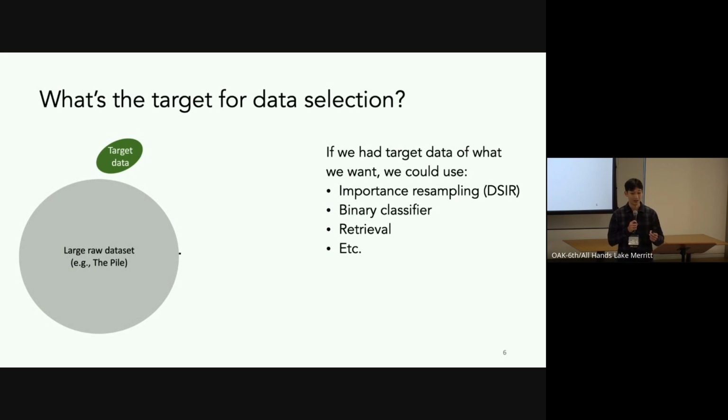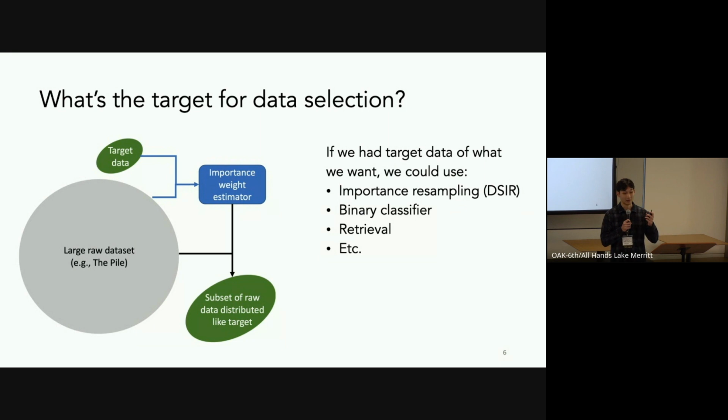If we had a target data set, some examples of what we want, we could use that and a large raw data set that we're selecting data from and do a number of things. You could do importance resampling, you could train a binary classifier, you could do retrieval. But in any case, you use these two pieces of data to train something, and then you can use that to select a subset of what you want. And this is because you already have the target.